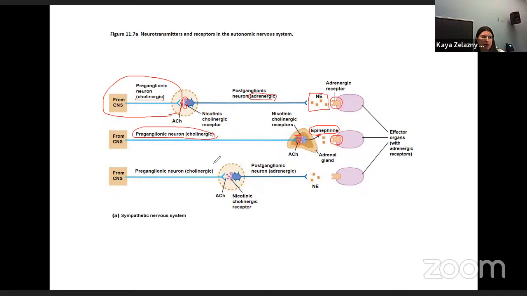This last one is showing us the root with our collateral ganglion. So you can see that's pretty much the same thing as our first one with the sympathetic chain. We have a cholinergic neuron releasing acetylcholine, an adrenergic neuron that releases norepinephrine. But in the synapse between the two, we have some cholinergic receptors.